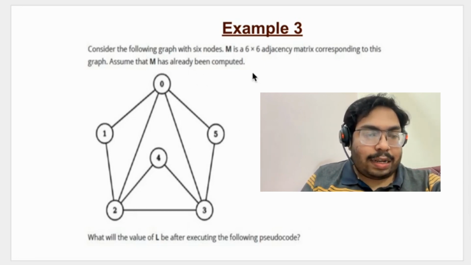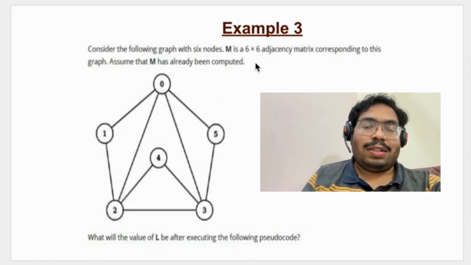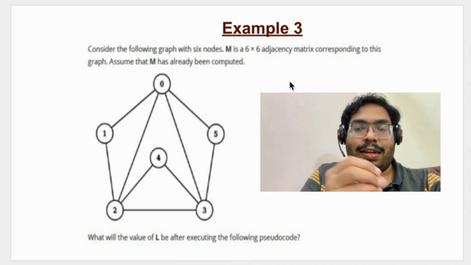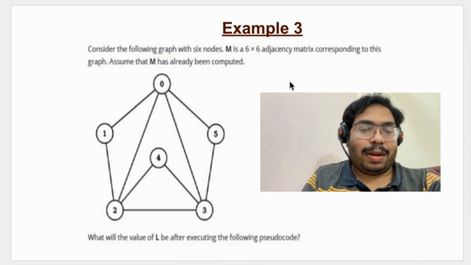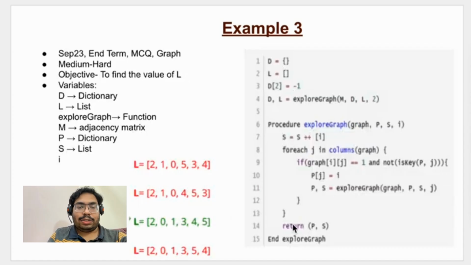So M has already been computed. What will be the value of L after executing the following pseudo code? Just read it twice, then you find that there is some graph, there is an adjacency matrix, and you need to, what is the objective? You need to find the value of L after executing this pseudo code. The pseudo code is given, and these are some of the example options. I've taken this from the September 23 end term, and this is an MCQ graph problem, and it is medium to hard.